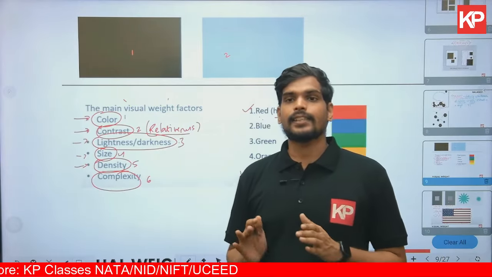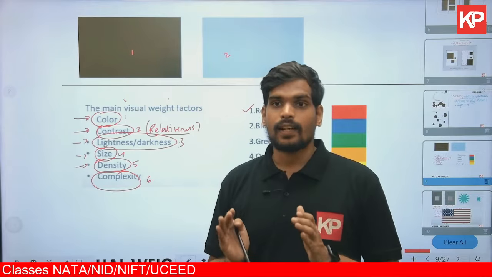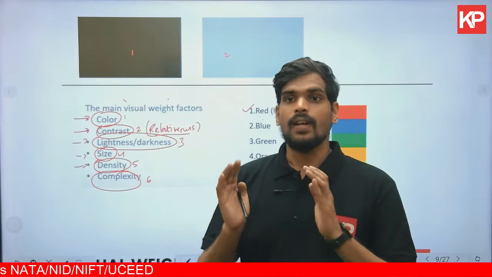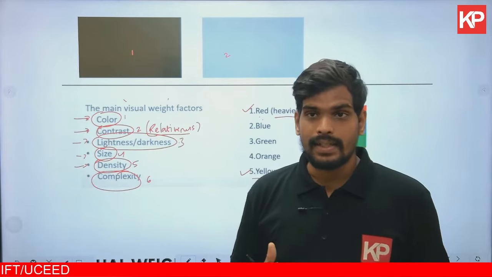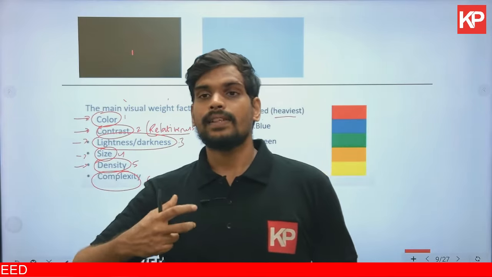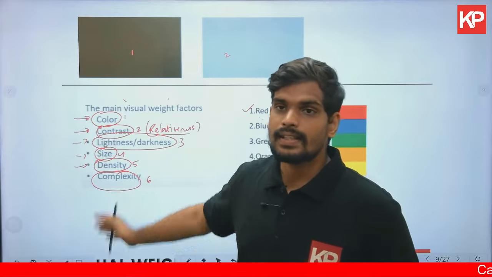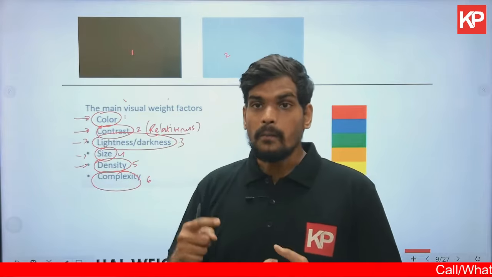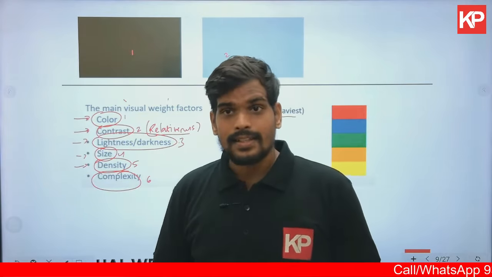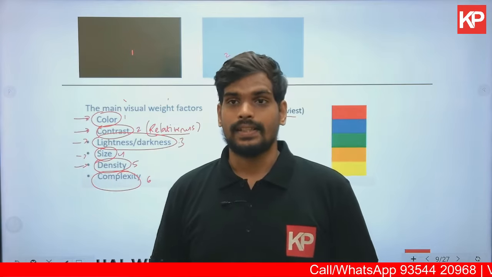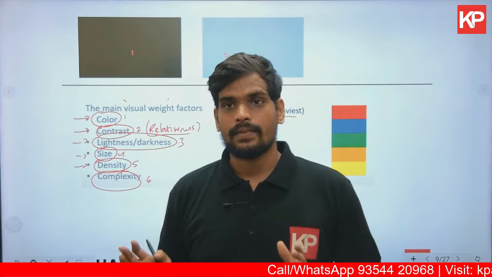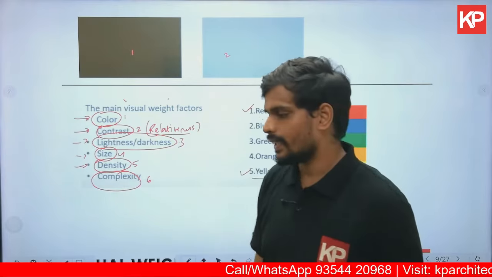So these 6 are the basic factors affecting visual weight of the elements in design. How important an element is, or how an element is standing out or not, you can understand based on these factors of color, contrast, lightness or darkness, size, density and complexity. These are the 6 factors which affect the visual weight of the element in design.